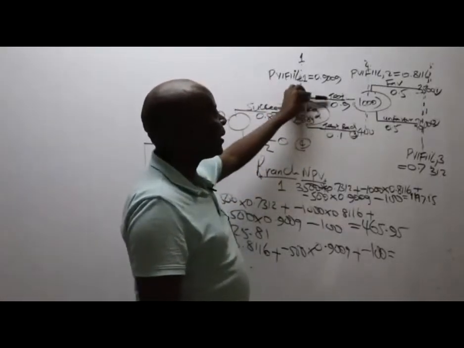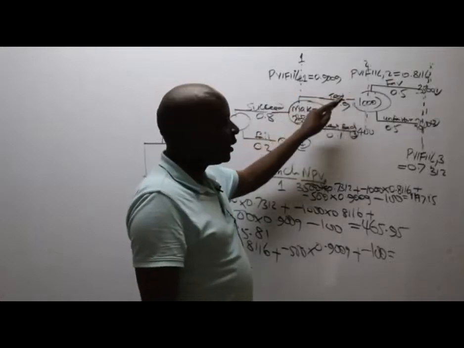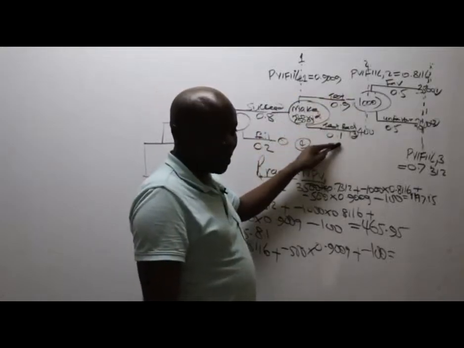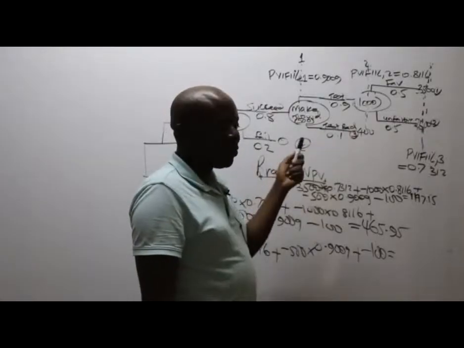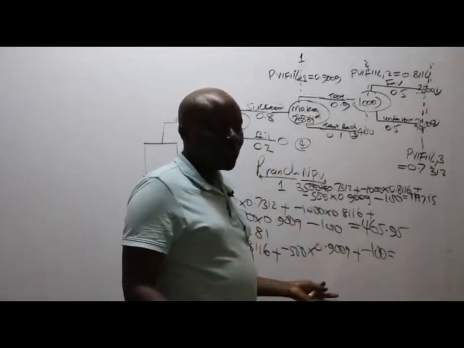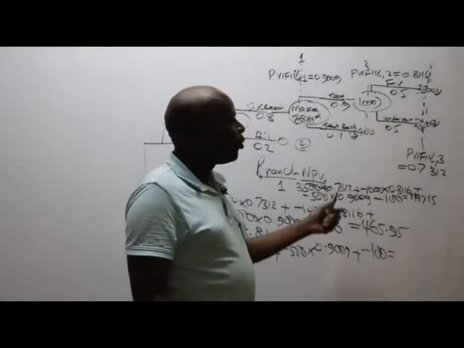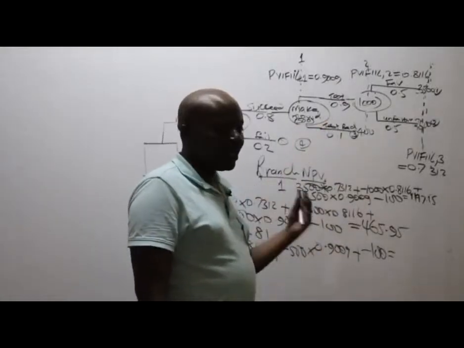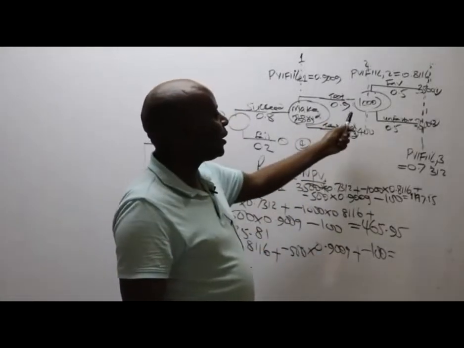We would either pass the test, that is testing well, with 90% probability, or we fail. With what probability? 10%, because 0.9 and 0.1 will always add up to 1. So when I know one of them is 90%, the other one must be 10%. The same case with this.